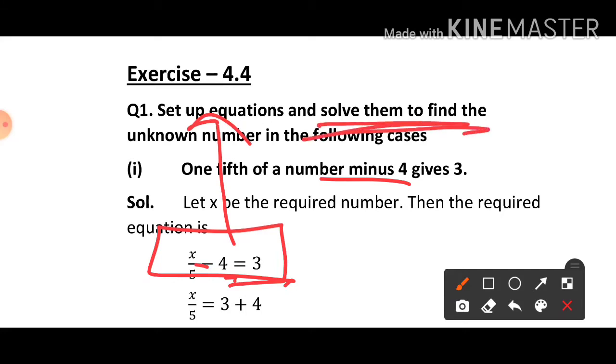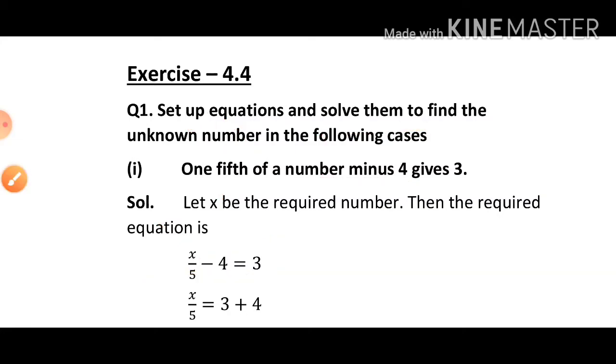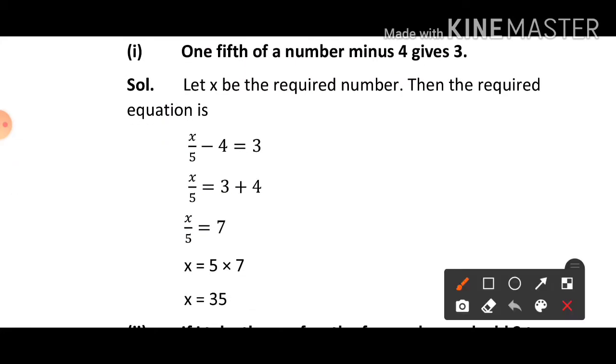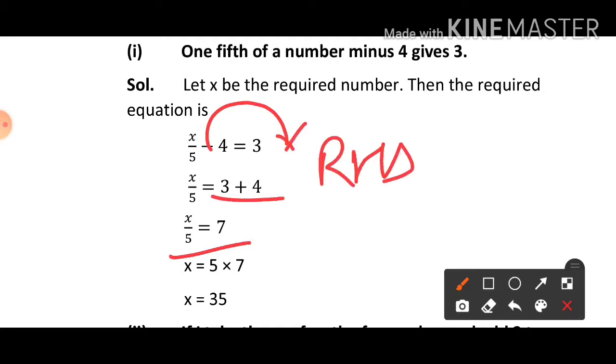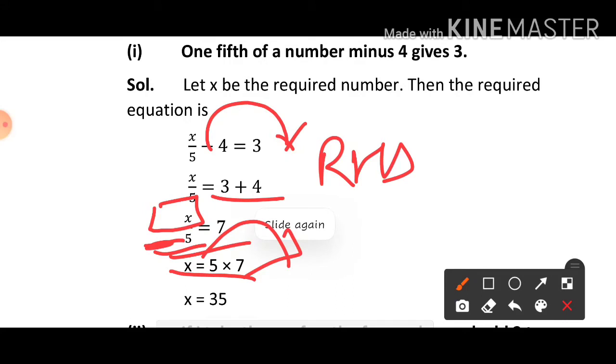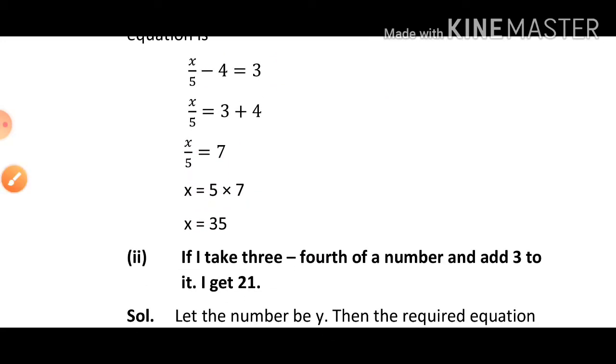After that you have to solve the equation to find the unknown number. It means you have to find the value of x. Now we'll transpose minus 4 to the right hand side, so it will change into plus 4. So 3 plus 4 is 7. As you only have to find the value of x, it means you have to transpose 5 from here. As it is in division, it will change into multiplication. So 5 multiply 7, which is equal to 35. So x is equal to 35. It means the value of the given unknown number is 35 here.